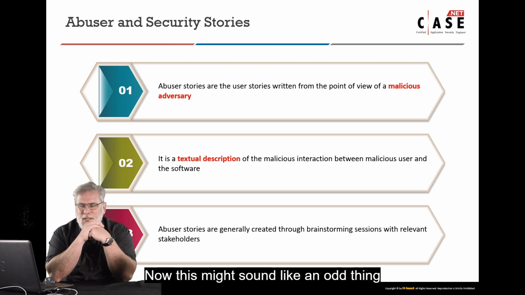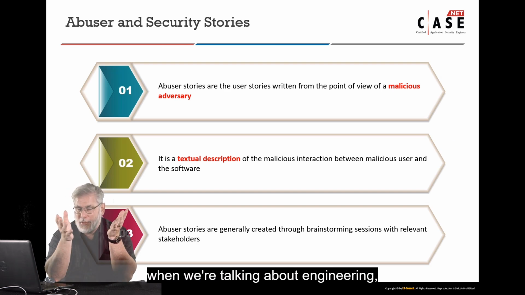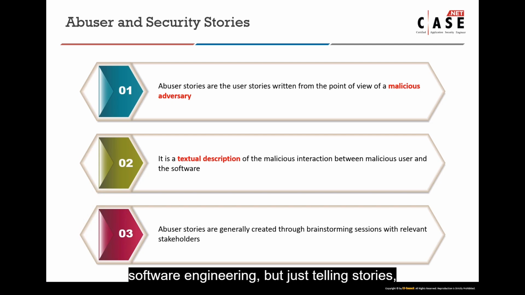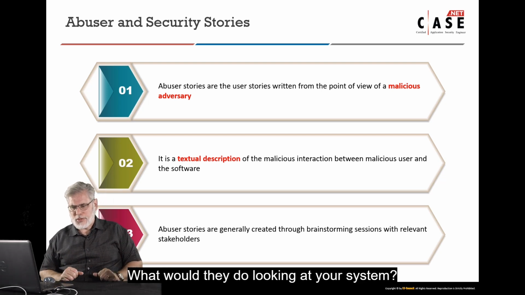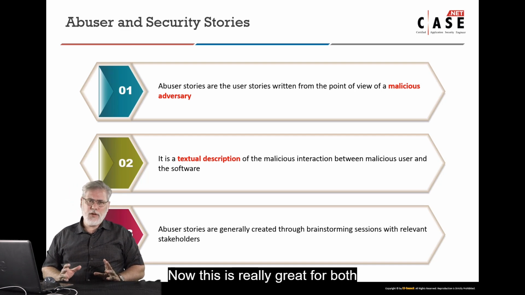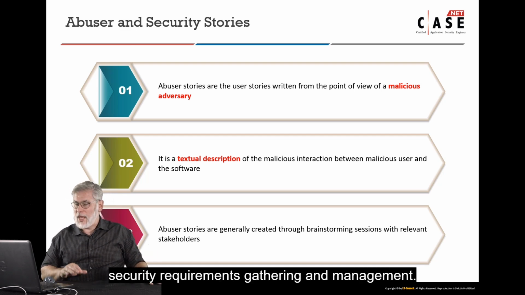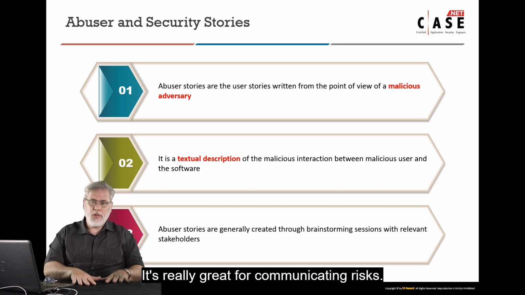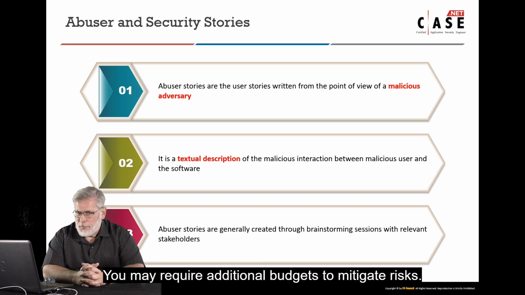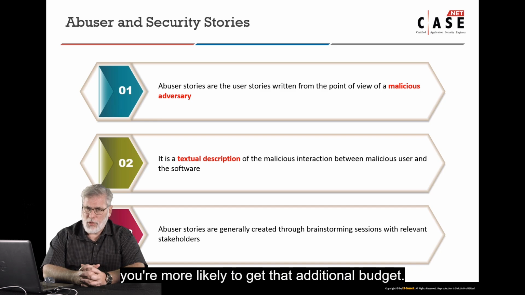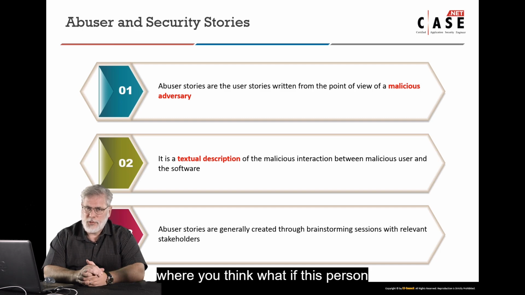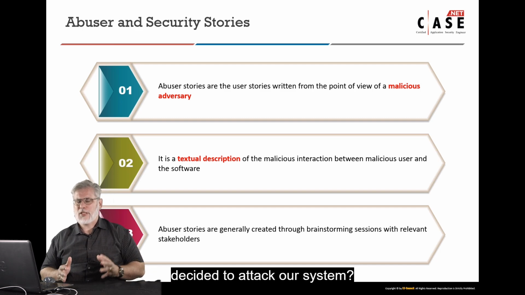Stories. Now, this may sound like an odd thing when we're talking about software engineering, but just telling stories. You literally have a written story from the point of view of the attacker. What would they do looking at your system? Now, this is really great for both security requirements gathering and management. It's really great for communicating risks. You may require additional budget to mitigate risks. Well, if you can tell a clear story of why you need that, you're more likely to get that additional budget. These are often created through brainstorming sessions where you think, what if this person decided to attack our system?